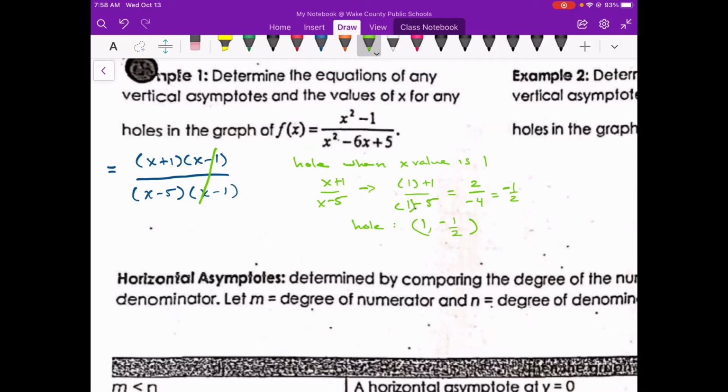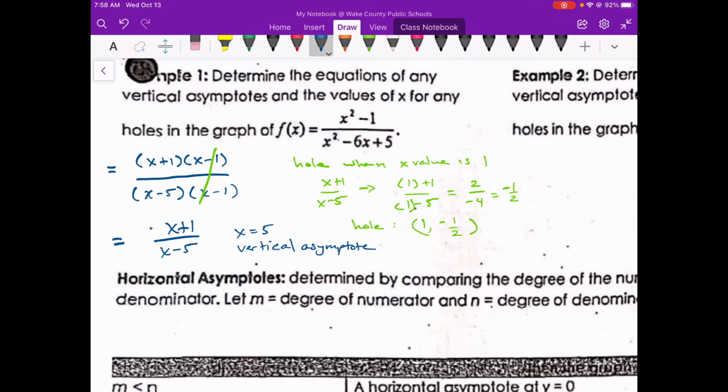All right, so we've just determined that what was left over is x plus 1 over x minus 5. And the only value of x that would make my denominator 0 would be 5. So we have x equals 5 as a vertical asymptote. Again, we factored, then we simplified, and what was left over we concentrated on to help us figure out what the vertical asymptote was.